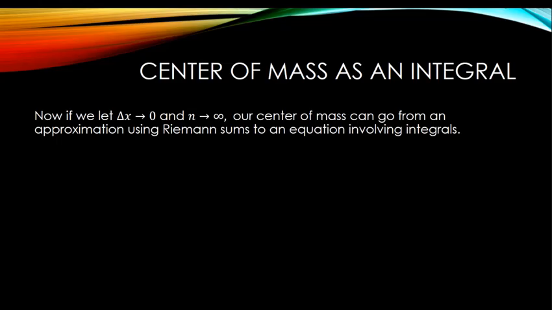This means that my center of mass can go from an approximation using a Riemann sum to an equation involving integrals, so that my center of mass coordinate x bar is going to approximately equal the sum from k equal 1 to n of rho of x sub k delta x times x sub k divided by the sum from k equal 1 to n of rho of x sub k delta x.